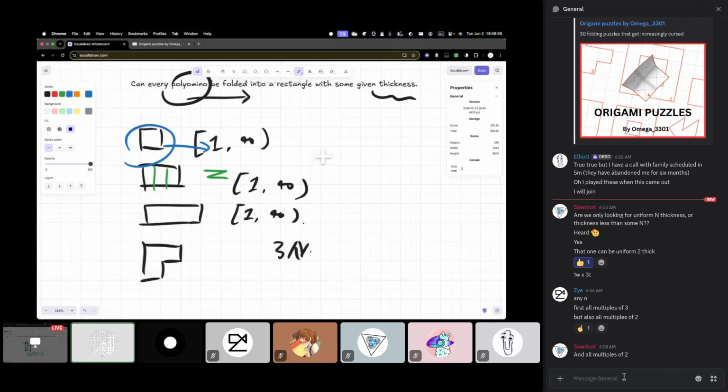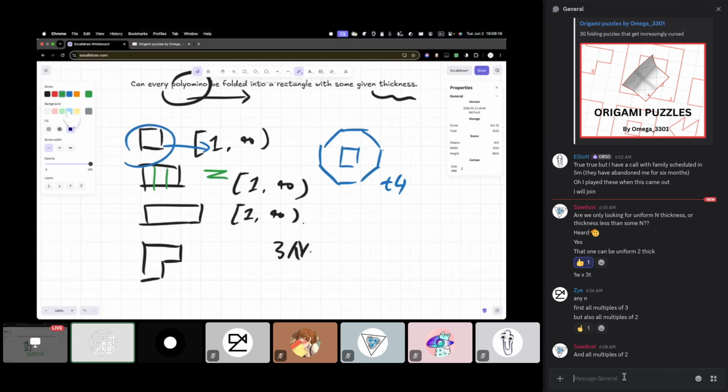So for instance, one of the problems in origami puzzles is like this, right? It's like asking, and this isn't a polyomino, but this also works, can you fold this into thickness 4, which I'll notate with T4?